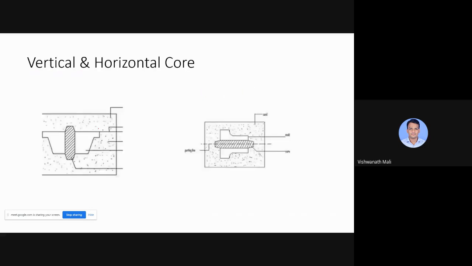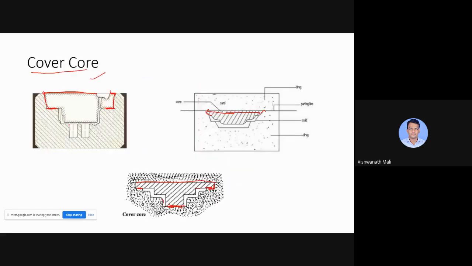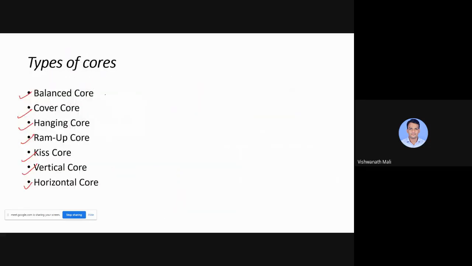Now this is very simple: vertical core and horizontal core. This type depends on the position. When the core is placed horizontally, it is called horizontal core, and when the core is placed vertically, then it is called vertical core. Okay, so these are the types of cores, right? Balance core, cover core, hanging core, ram up core, kiss core, vertical core, and horizontal core. So we have completed this part.